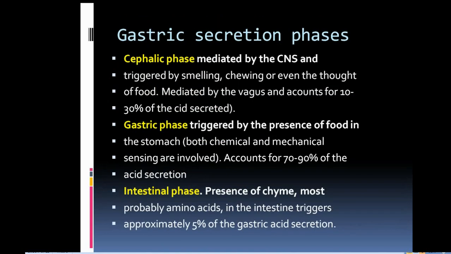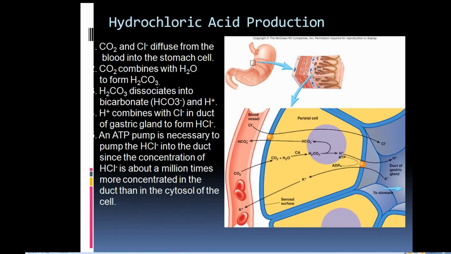This is the basic formation, how the HCl is formed, that is hydrochloric acid formation.